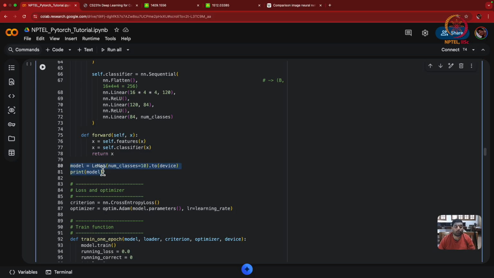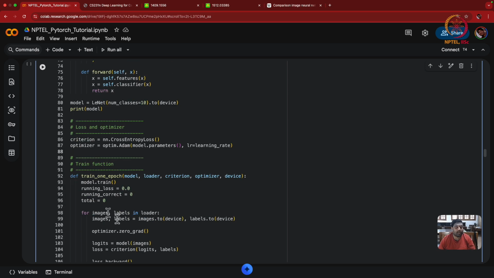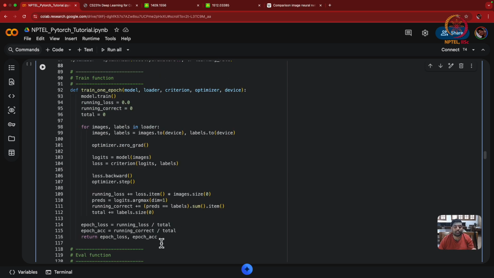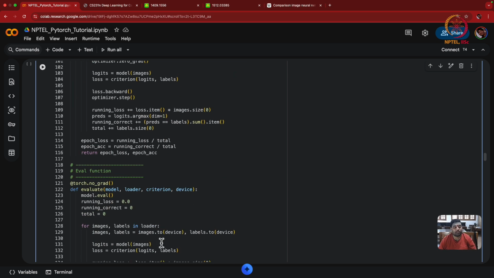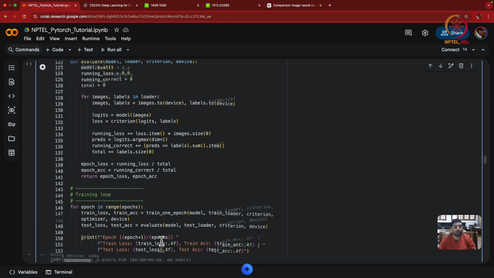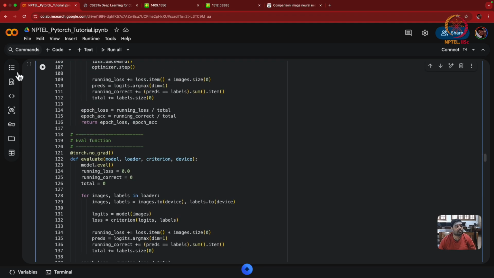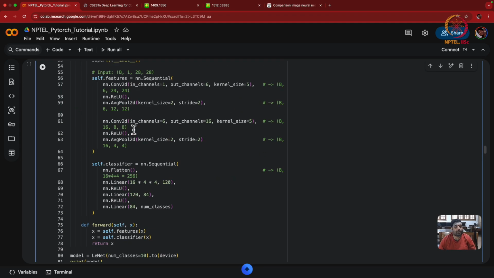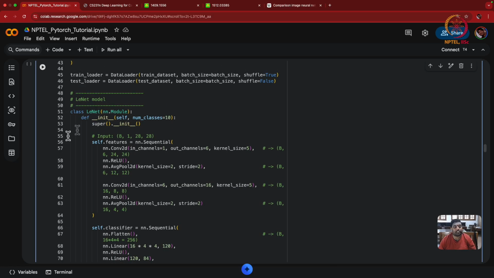You create an instance of the model, use the cross entropy loss, since we are dealing with a classification problem, and then for the optimizer you use Adam. The train epoch and all those things are exactly the same story that we did in our earlier tutorial. Then you run it for some time. As you can see, the only thing that is changing is the model. Every other story remains the same, the training and everything.